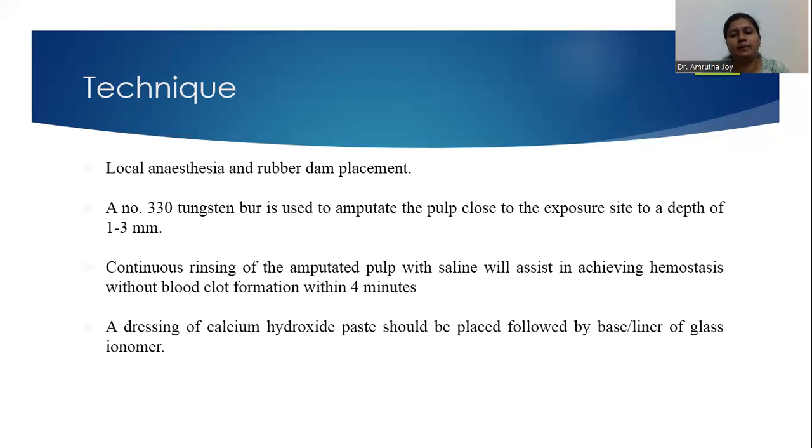Continuous rinsing of the amputated pulp should be done, and this will help in achieving hemostasis. Once hemostasis happens, we have to give a dressing of calcium hydroxide, and after that, do the filling using an MTA or glass ionomer.